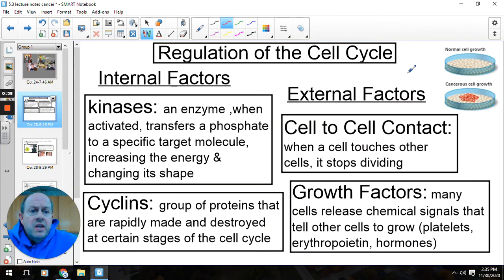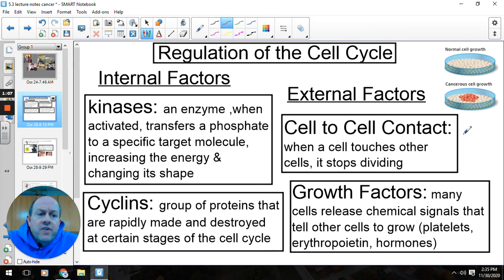Let's talk about the science of cancer. So your cells divide. Different types of cells divide different ways, and your body has ways to keep that division in control. We don't want it to just divide out of control, where it just keeps dividing and dividing and dividing. Some of the ways that we control the cell cycle is through external factors.